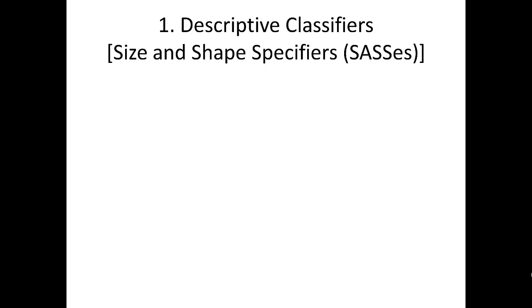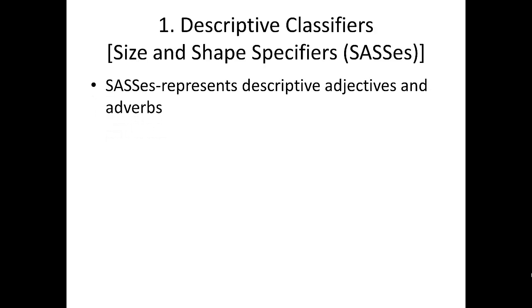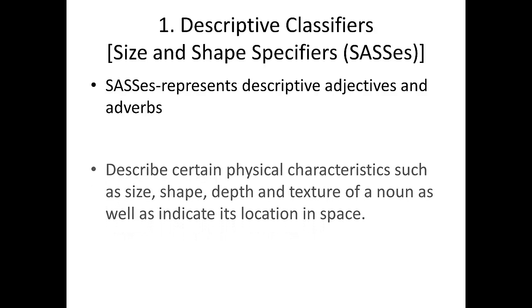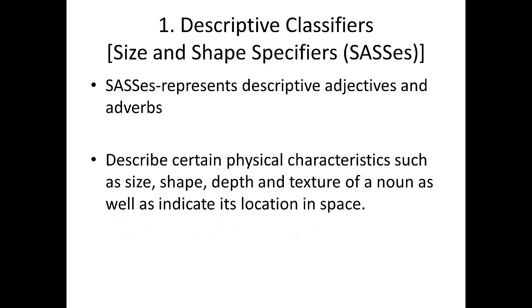So size and shape specifiers are descriptive classifiers. They are descriptive adjectives or adverbs. They describe physical characteristics: shape, texture, size.